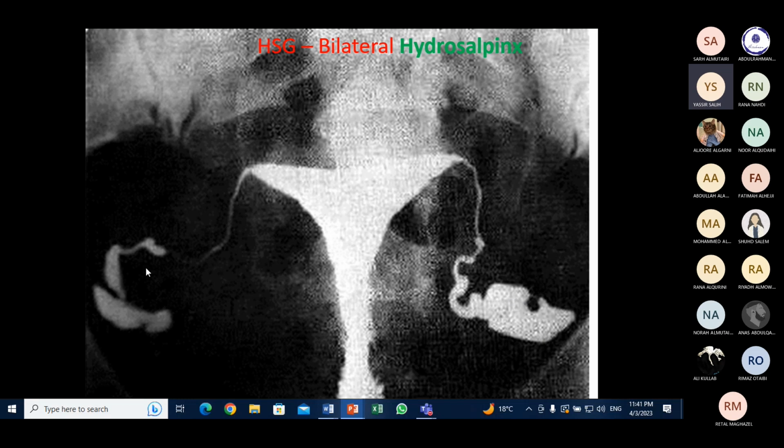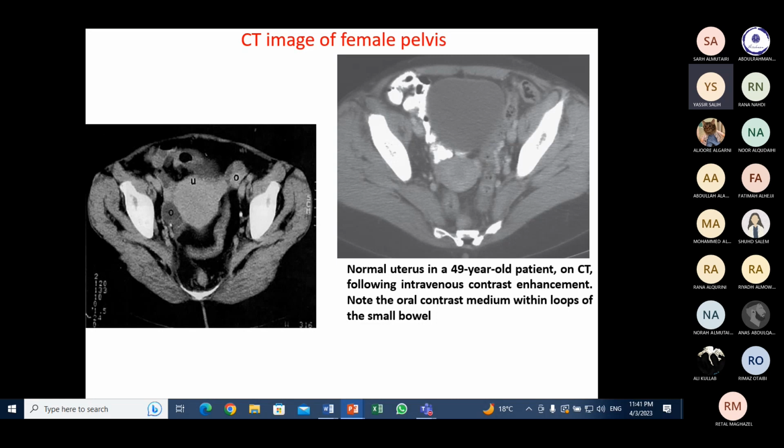Also on the other side there is a distal blockage in the right tube, also with hydrosalpinx and a dilated fallopian tube. So there is bilateral hydrosalpinx with bilateral distal blockage of the uterine tubes.